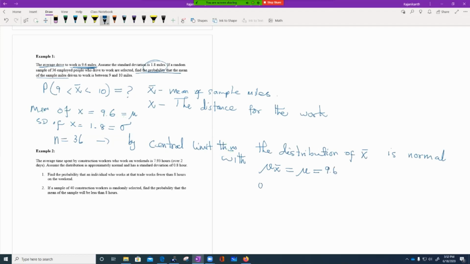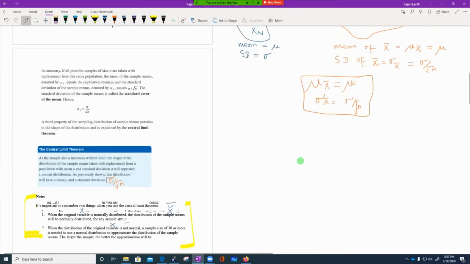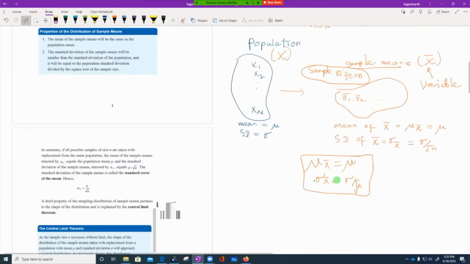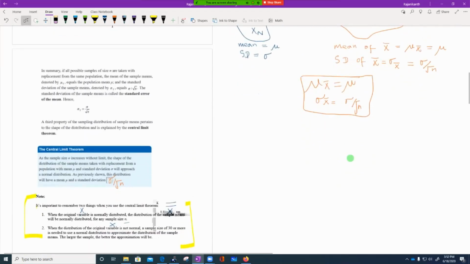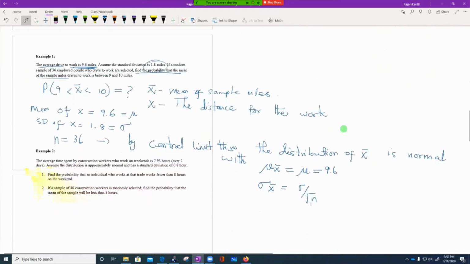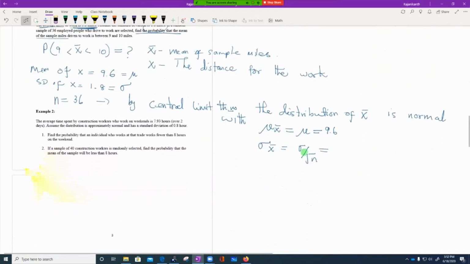and the standard deviation for x bar, according to my formula, is sigma over square root n, right? So if you go back and check the condition I have given here, the standard deviation of x bar is the standard deviation of the original divided by square root n. The original standard deviation we know is 1.8, divided by square root of n, which is 36. If you simplify this, it is 0.3.